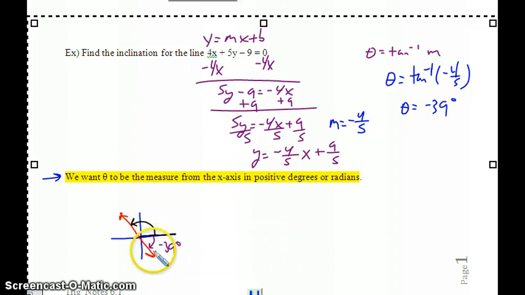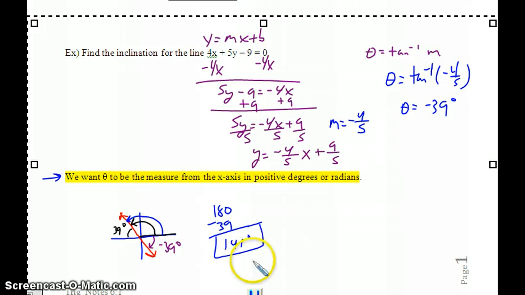So if this is negative 39, that means that our reference angle over here would be positive 39 degrees. And again, if I want this angle here, coming all the way around, I would have to do 180 degrees minus my reference angle. And I would find that my answer would actually be 141 degrees. Again, keep in mind that you want theta to be a measure from the x-axis in positive degrees and radians. This is not positive. So you've got to apply the idea of the reference angle here.